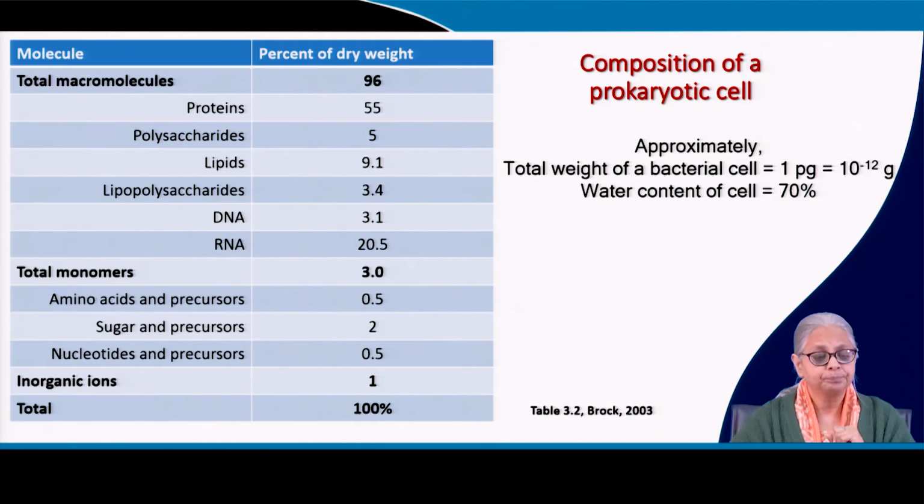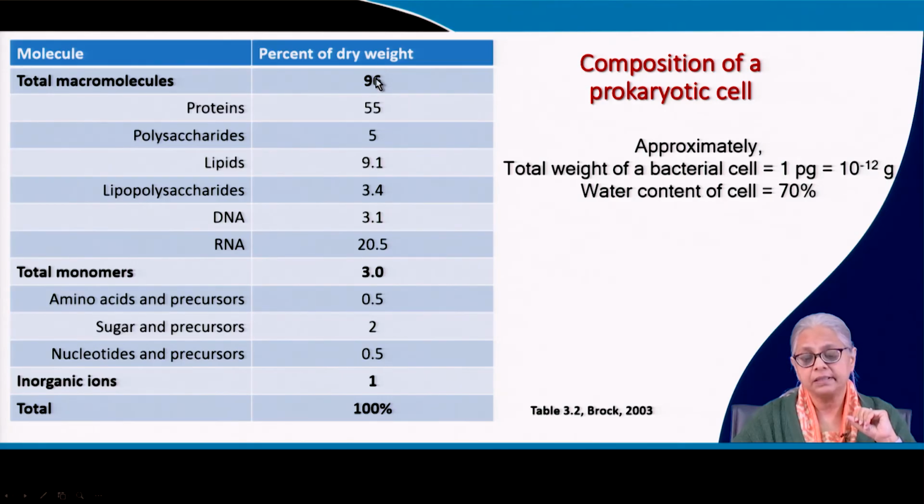Then we come to the dry weight. Now, if all the moisture is removed from the cell, and you look at the organic content of the cell in terms of macromolecules, 96% of the dry weight of the cell is these macromolecules, and the remaining is monomers and inorganic ions. So the monomers are 3%, the inorganic ions are 1%, and the bulk of it is macromolecules, or what are called biopolymers or biological polymers.